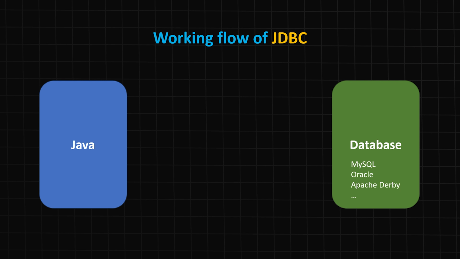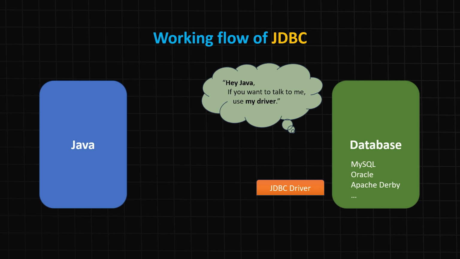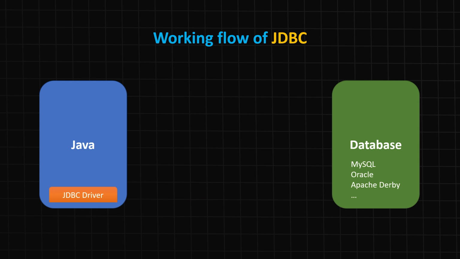Now each database provides its own JDBC driver, right? It means MySQL has its own JDBC driver, Oracle has its own, Apache DB has its own, and so on, right? It's like the database is saying, hey Java, if you want to talk to me, use my driver. So what Java does is, it takes the driver and places it inside the application, and Java uses it whenever it wants to communicate with the database. It sends the SQL query to the database and gets the respective response from the database. Java never talks to the database directly. Everything goes through the JDBC driver, right?